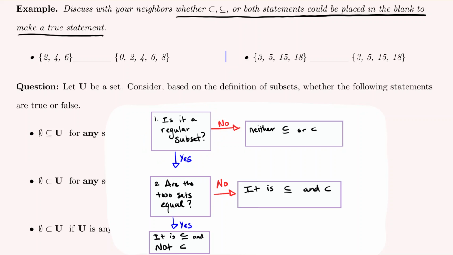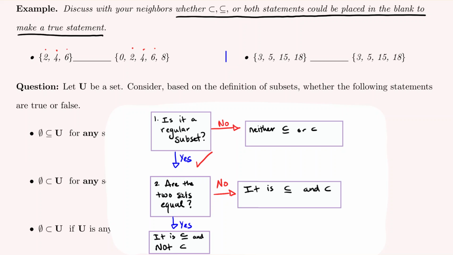What we do there, if we recall, is we just check element-wise. 2 is in the smaller set. It's also in the bigger set. 4 is in the smaller set. It's in the bigger set. 6 is in the smaller set. It's in the bigger set. So far, we check yes here. So we answer the next question.